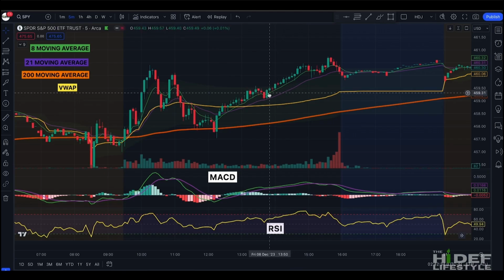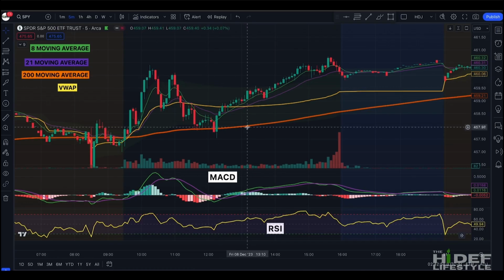Now the 21 moving average, a lot of times when it breaks the 8, it'll come and touch the 21, and it may bounce back up like it did here, or it'll reclaim the 8 moving average, or at times you'll get a push through the 21. So that's what I'm looking at when it comes to these 2 moving averages.